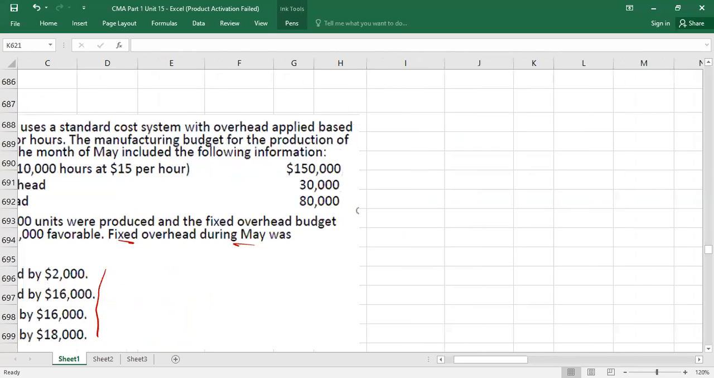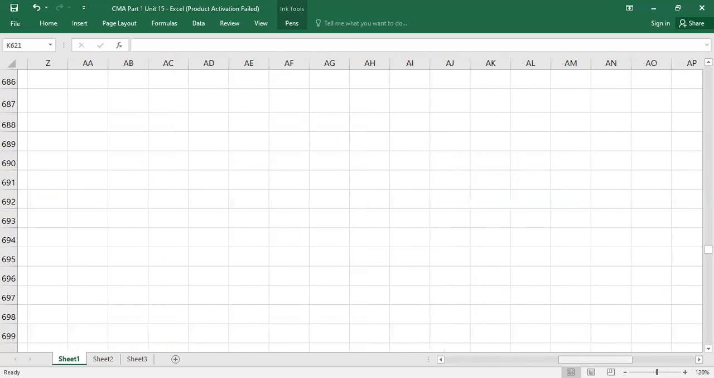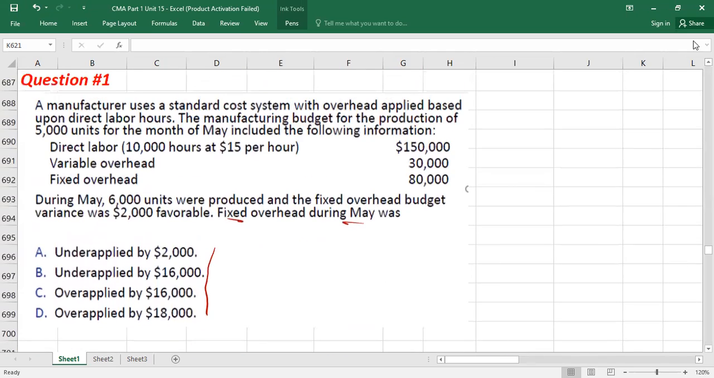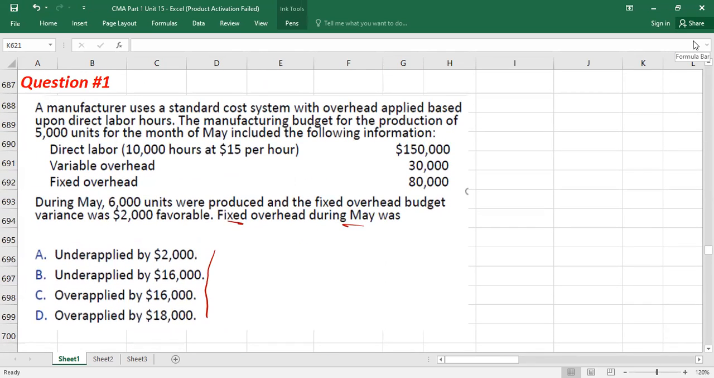What was the shortcut way? I need the first line, actual overheads, and the third line, applied overhead. Actual and applied. So this is what I need. And let me see whether data is given in hours or in units. So here we go. Let's read the question now. A manufacturer uses a standard cost system with overhead applied based on what? Direct labor hours. I'll use the hours case now.